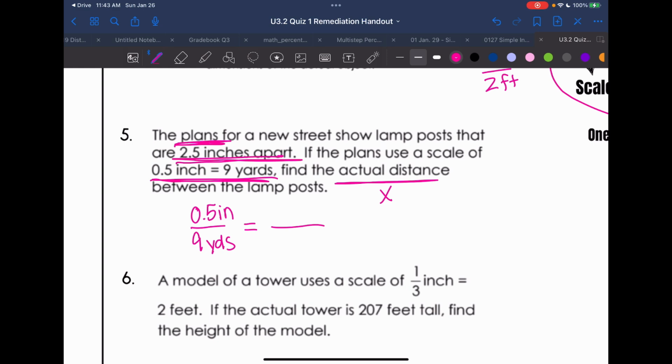Okay? Now I can go back to where it gave me my model. I know it's my model because it says it's plans. I also know that I want to match my units. So if inches is on top in the scale, that means inches is going to be on top on the right side of our proportion. I also know because model over actual, my model always goes on top. And then I'm looking for x yards. So I can just solve the proportion now. 2.5 times 9 is 22.5.